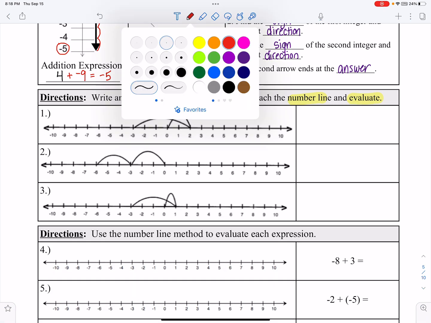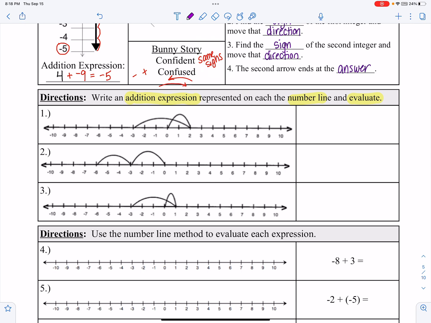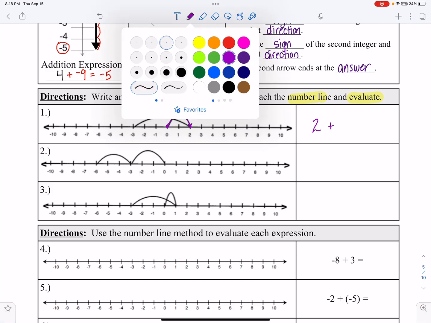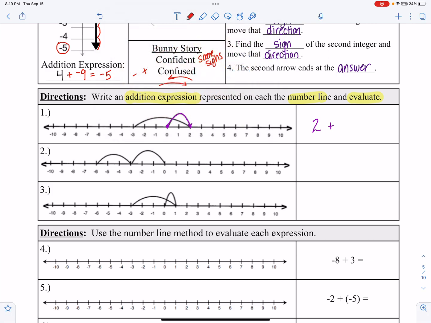So the first thing I see here is that I'm starting at 0, and I see this big bunny hop to positive 2. So that's showing me that my first number is a positive 2. Now let's identify what the second number is. So we're going to look at that, and we see it's going backwards. So you have confused bunny, okay, and that means we have opposite signs. And I know it's ending at negative 3, but we need to know how much negative we are adding to the positive 2.